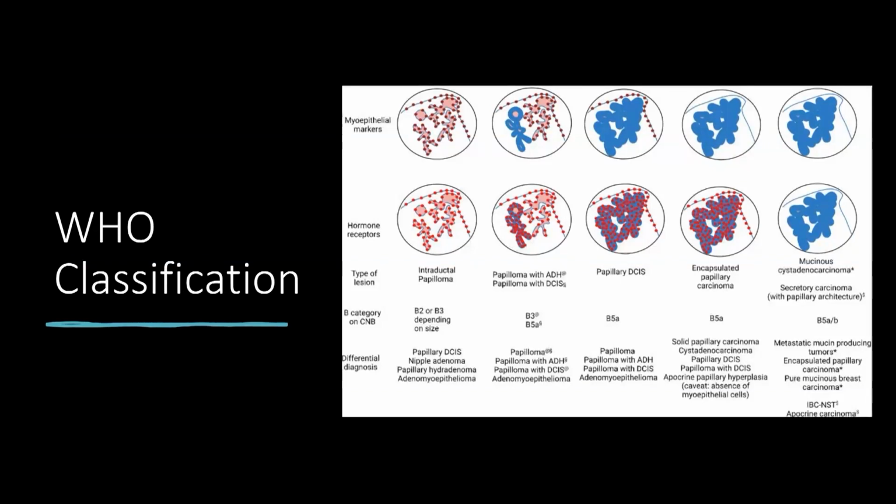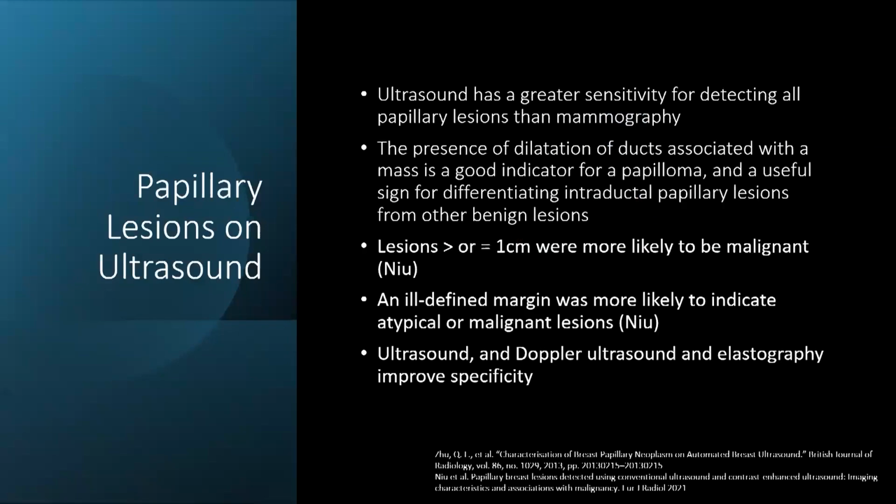The differential diagnosis for these frequently can be quite similar. If we look at intraductal papilloma, the differential may be papillary DCIS, nipple adenoma, and adenomyoepithelioma. Let's look at papillary DCIS, papilloma, papilloma with atypia, papilloma with DCIS, or adenomyoepithelioma. So these can be quite a dilemma in diagnosis.